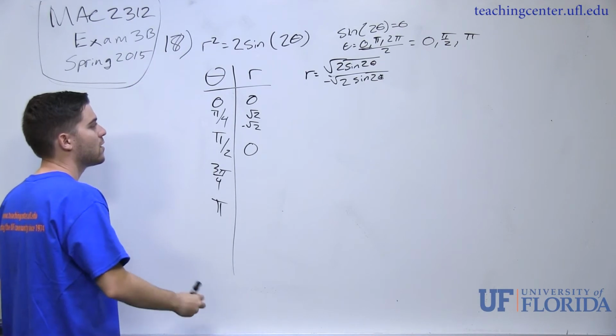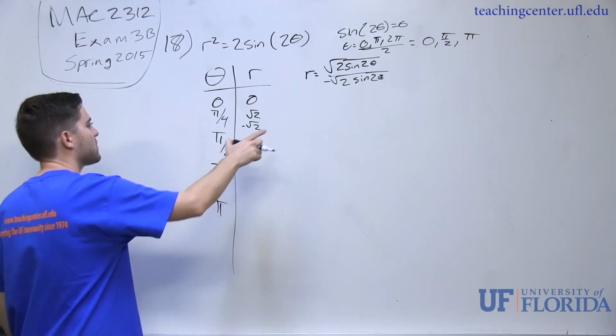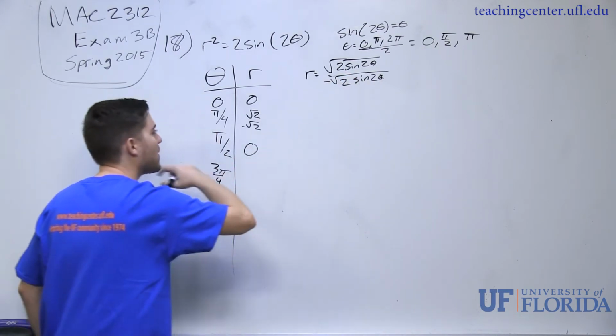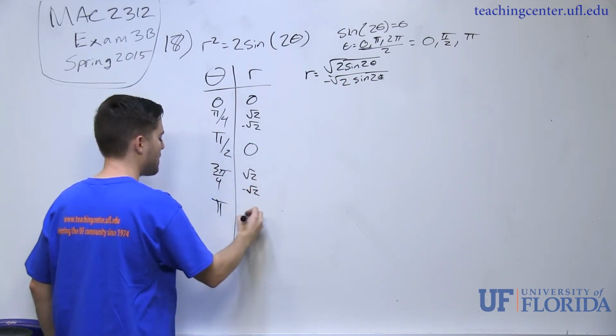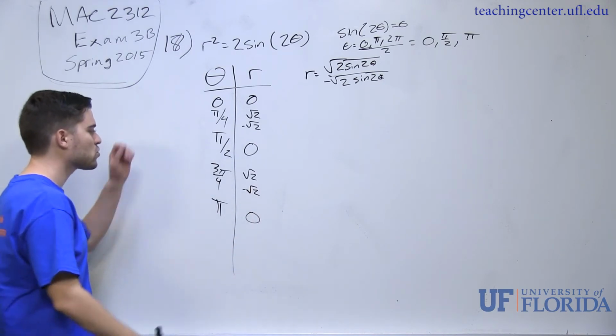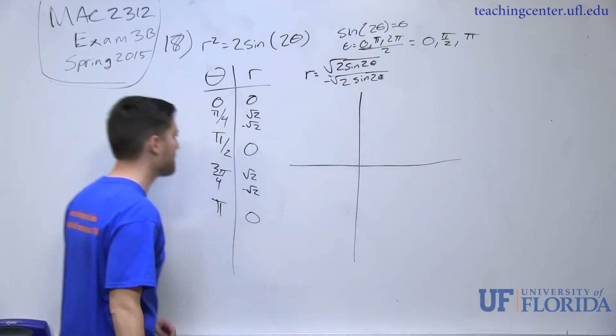3 pi over 4, I end up getting the same thing in this case. I end up getting sine of 3 pi over 2, so I end up getting root 2, negative root 2. And at pi I end up getting 0. So now let's go ahead and plot these points, and we're going to plot these roots at the same time.